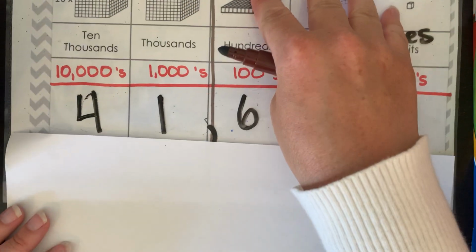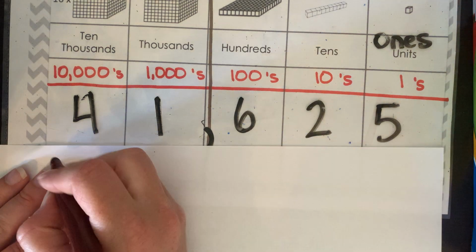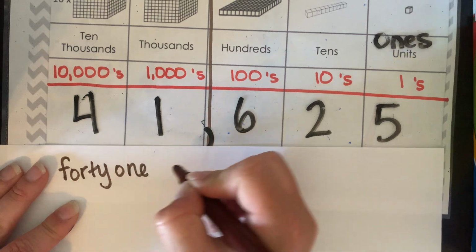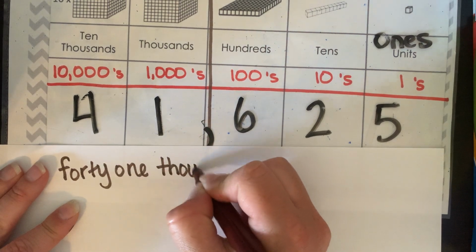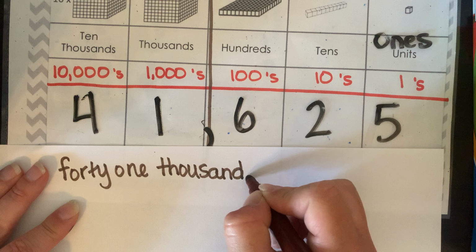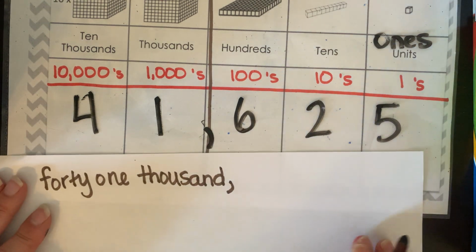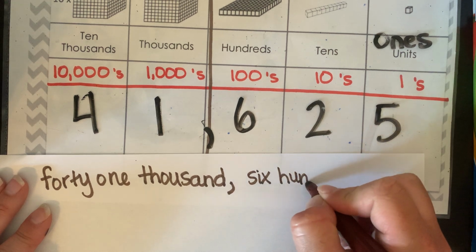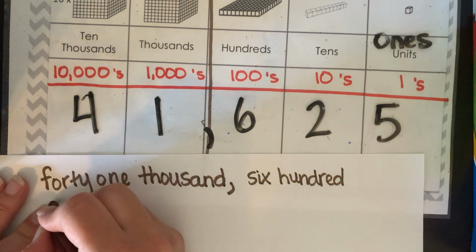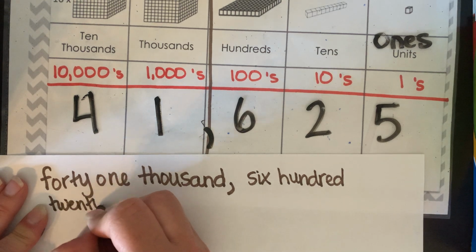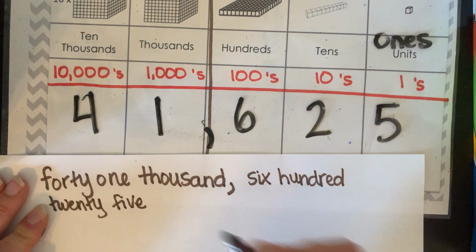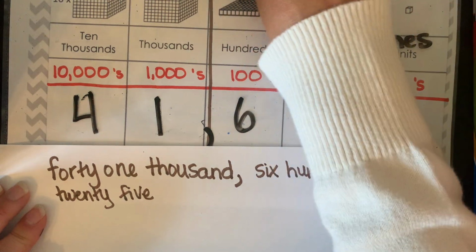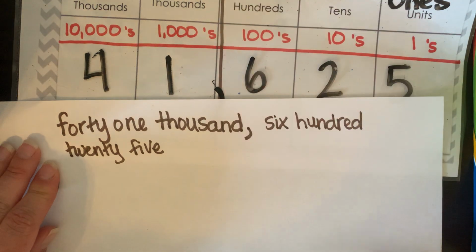So let me try writing that. All right. 40 is spelled F-O-R-T-Y, but it's 41, and then it's in my thousands period. So 41,000, comma, because I got to my comma, and this number is 625. Okay, so 41,625.